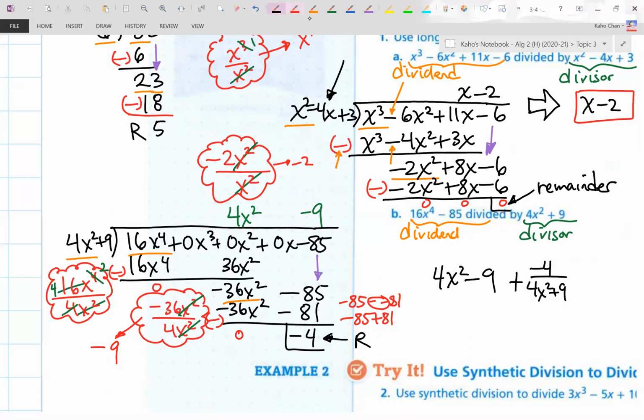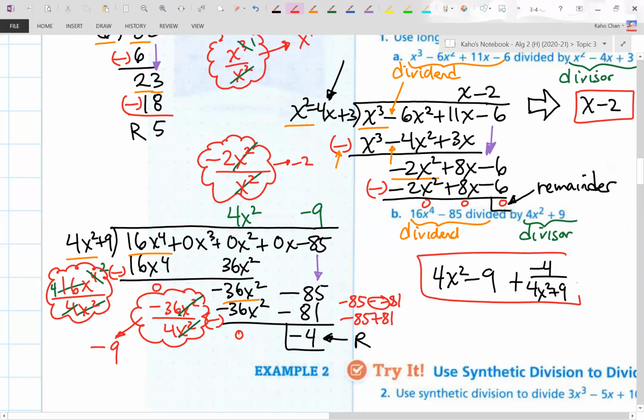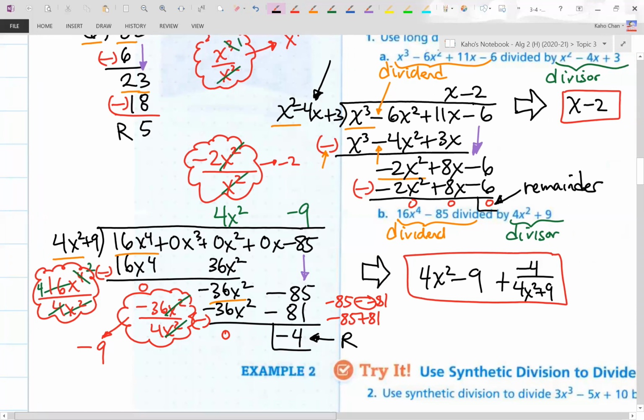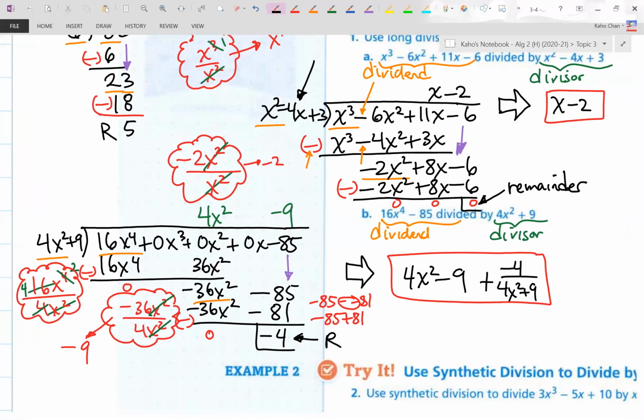Isn't that fascinating? This is the answer to that problem right there, okay? All right, take a moment, let that sink in. Maybe take a little break or something. All right. Ooh, any questions? All right, that takes care of something called long division.